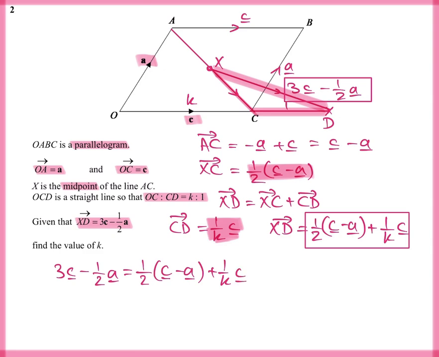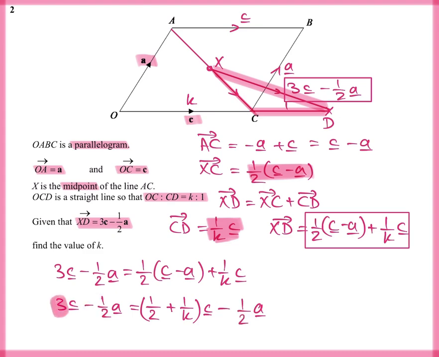Now, if I expand the brackets and tidy things up here, I can compare coefficients. So that's half C plus 1 over K C. So that's half plus 1 over K lots of C, and then minus half A. So I can see here that vector A has got the same coefficients on both sides, which it should.